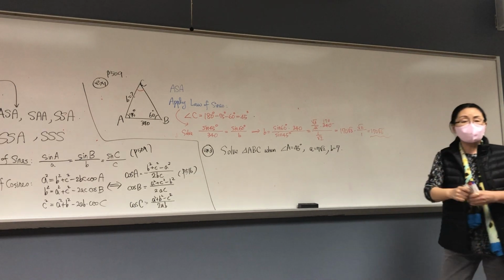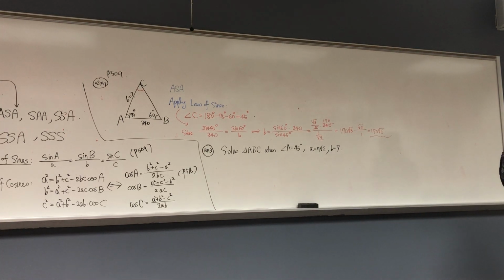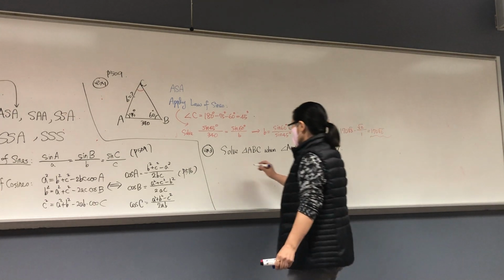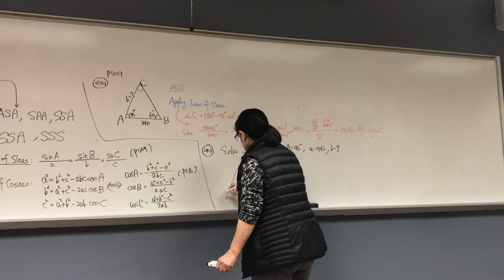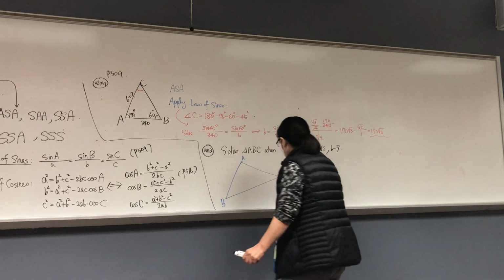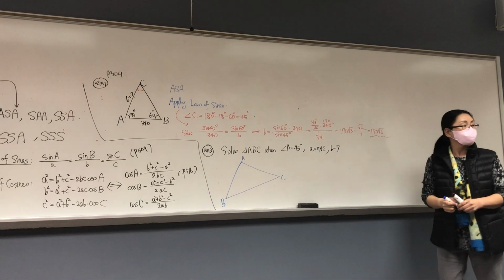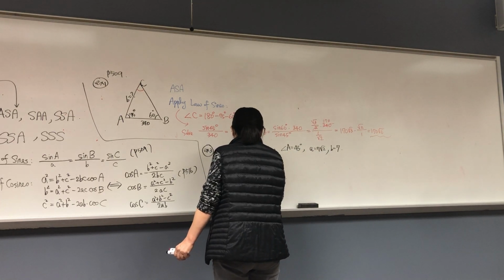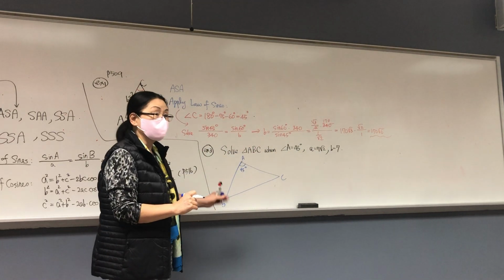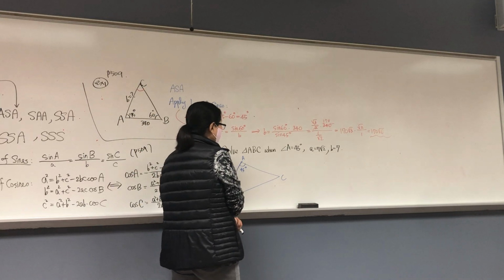How do you start this question? What do you need to do first? Draw a triangle. Very good. So draw the triangle. Good job. And then what do you need to do? Label what's given. So this is 45. Of course my picture is very bad, but it's okay. Where's a?